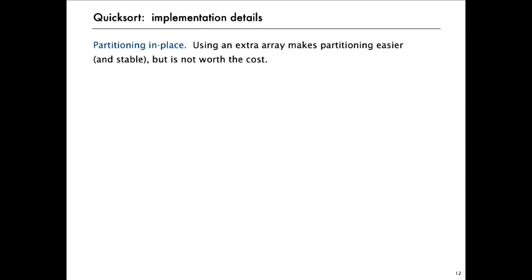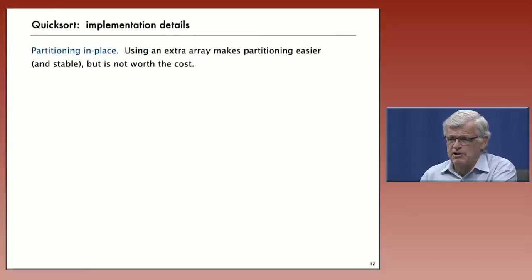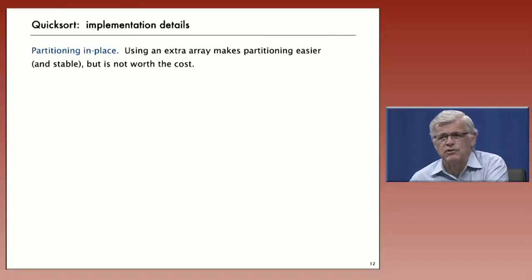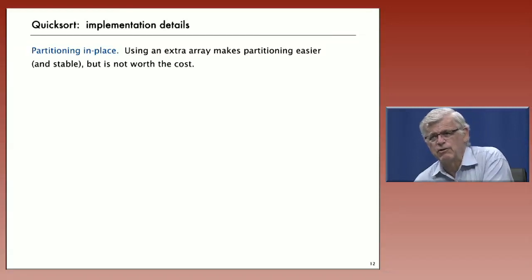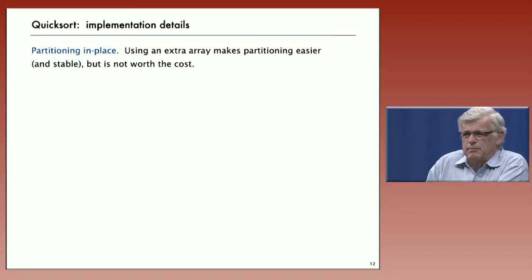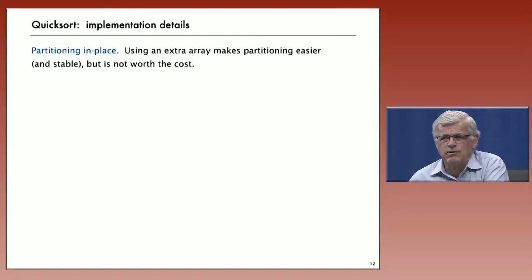So let's consider some of the details in the implementation of partitioning with Quicksort. So first thing is it partitions in place. You could use an extra array and the partitioning code would be a little bit easier, but one of the big advantages of Quicksort over merge sort is that it doesn't take any extra space. It gets the sort done in place.